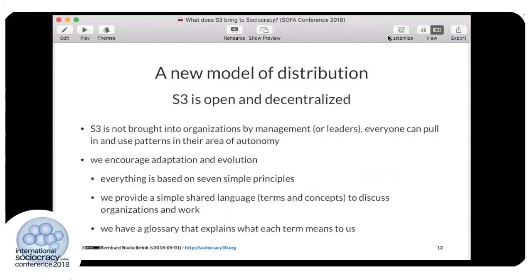And S3 is also open and decentralized. It's not brought into organizations by management or leaders alone. Everyone in the organization can just pull in a pattern in their area of responsibility and just experiment with it. And we encourage adaptation and evolution, so people should change it if they think it doesn't fit. And we have a very simple language that helps people discuss organizations, and we have also a glossary that explains what each term means. So people can just take it and play with it and experiment with it.